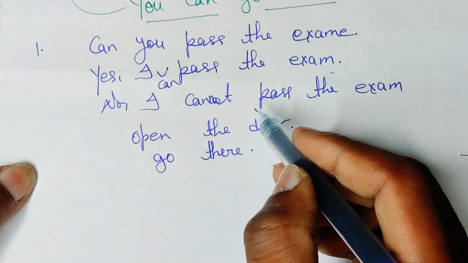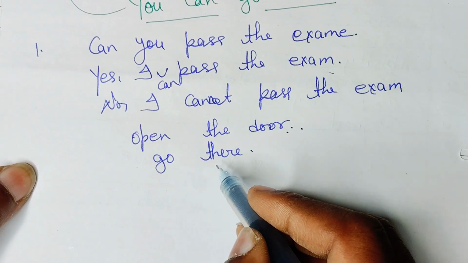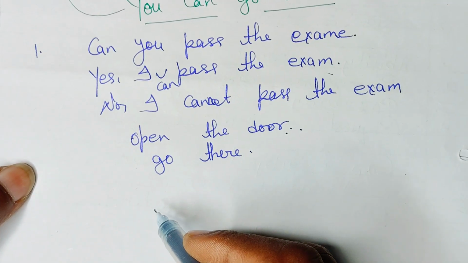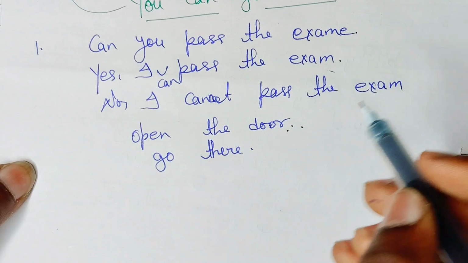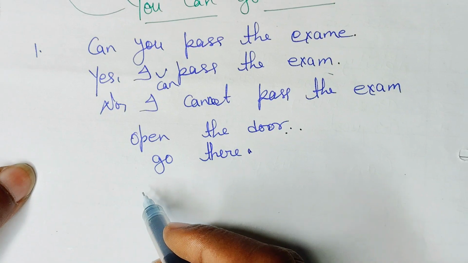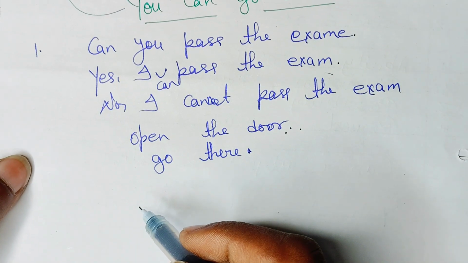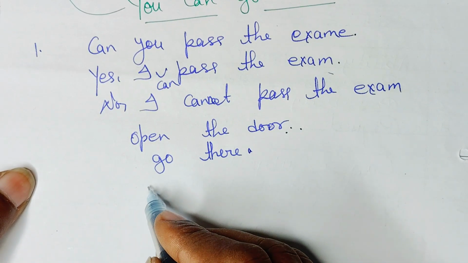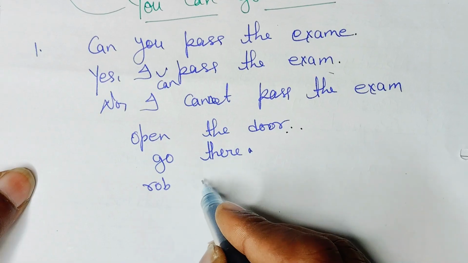So where can you go? I can go to my home. I can go there. I cannot go there. Then after that, can you rob a bank?